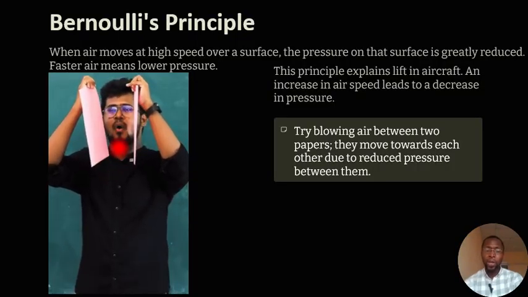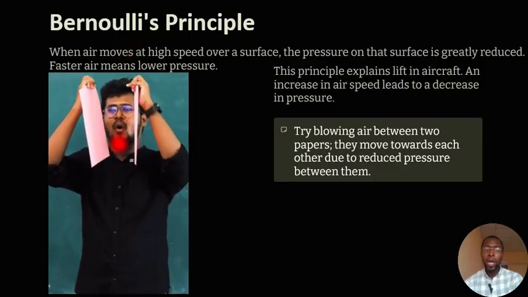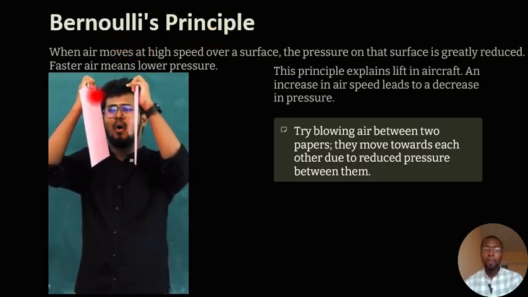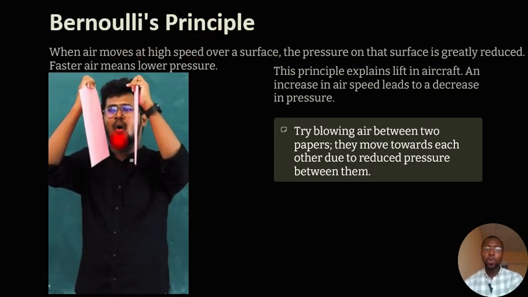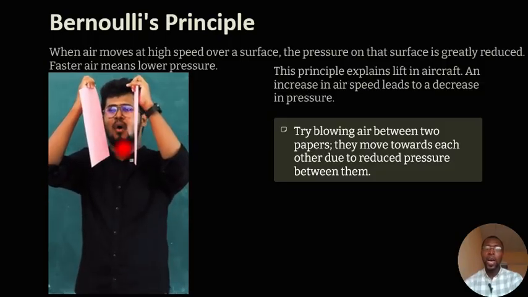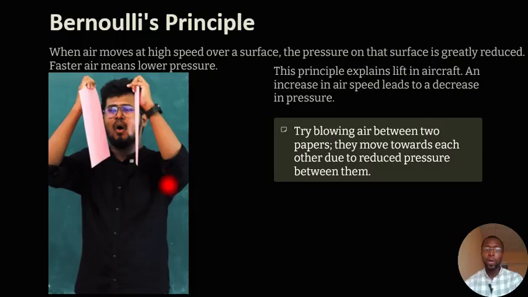And when there is low pressure, the papers tend to come together. That's an example to prove Bernoulli's principle. The faster air leads to low pressure in that area. So the speed of the air within the space has reduced the pressure within the space, and it has made these two papers come together.